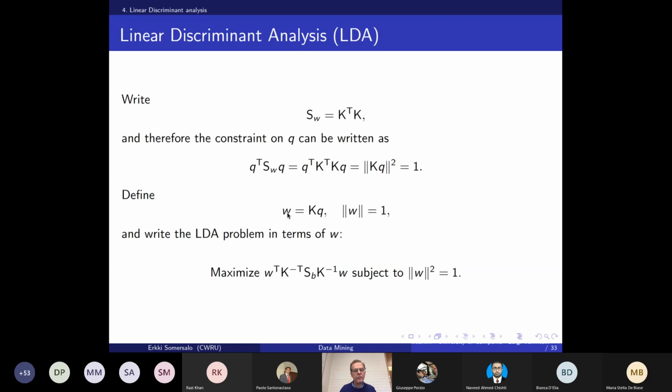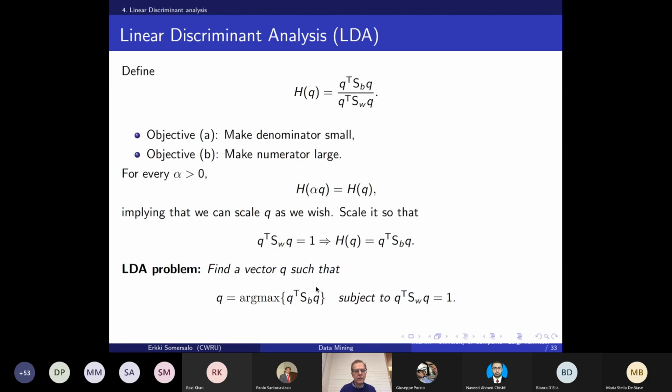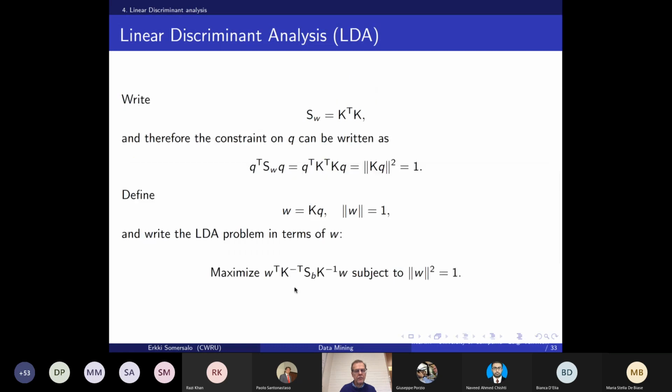So look at this formula here. W equals KQ. So I said that this K is an invertible matrix. So therefore Q is K inverse of W. And so I'm plugging here K inverse of W into this expression that I'm maximizing. And so using the fact that transpose of a product is the product of the transposes in the reverse order, I get W transpose K transpose inverse S_B K inverse W.